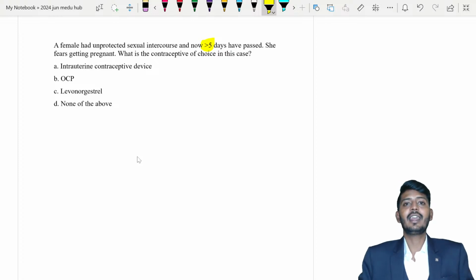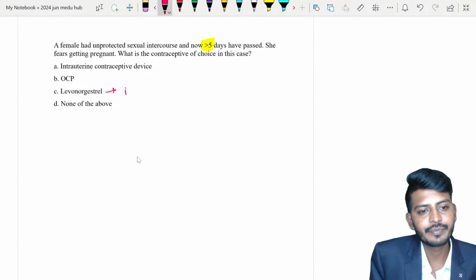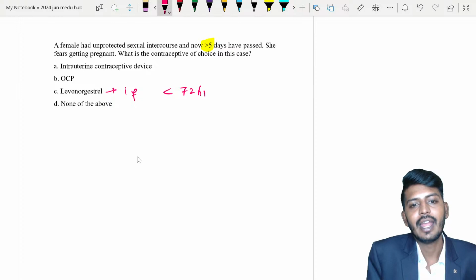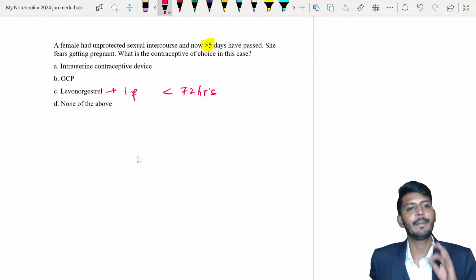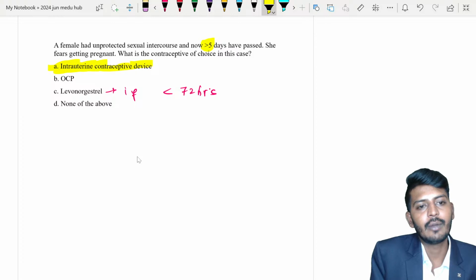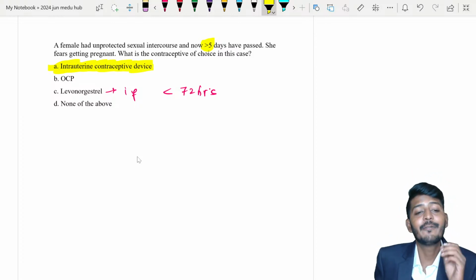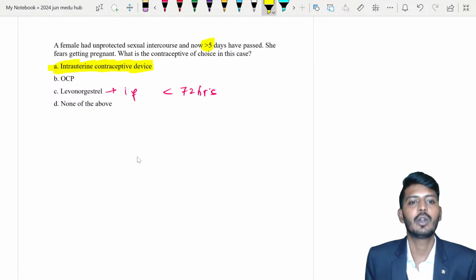If earlier, within 72 hours, we could have given OCPs, that is levonorgestrel. Only if less than 72 hours. Here, how many days have passed? More than 5 days. So the best answer is the intrauterine contraceptive device. If it is levonorgestrel, only if it is less than 72 hours. What is the dose of levonorgestrel?